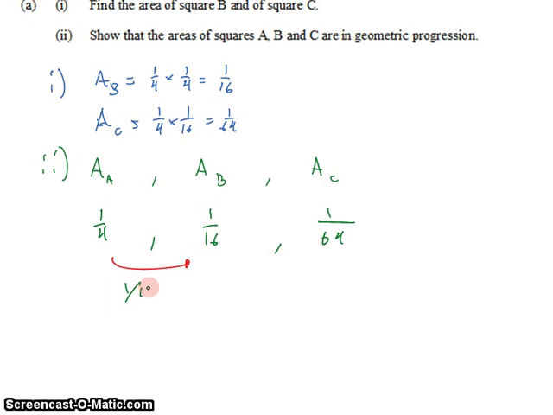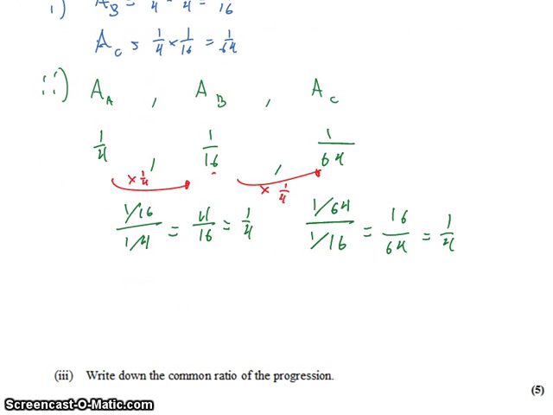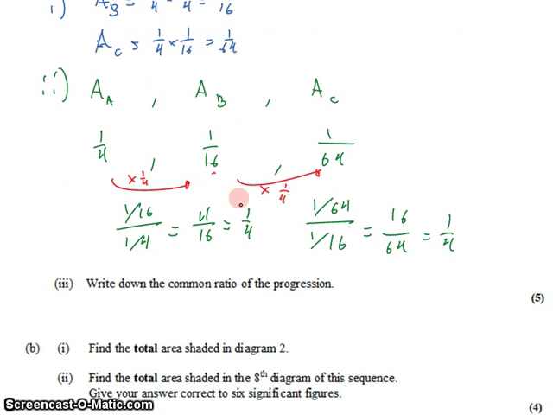Let's see how we progress from here to here. That's 1/16 divided by 1/4, which is 4 on 16, which is 1/4. How about from here to here? 1/64 from 1/16 is 16 on 64. That's also 1/4. So to go from here to here, we multiply by 1/4, and to go from here to here, we multiply by 1/4. So this is a geometric progression because we're multiplying by the same thing every time to go from one term to the next.